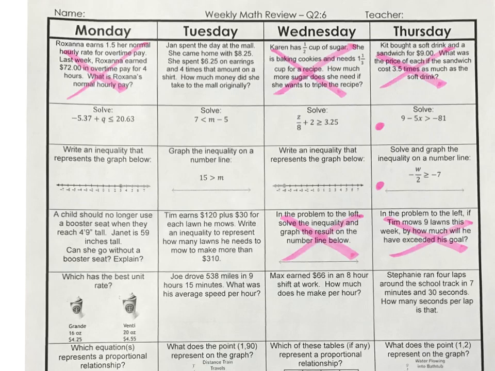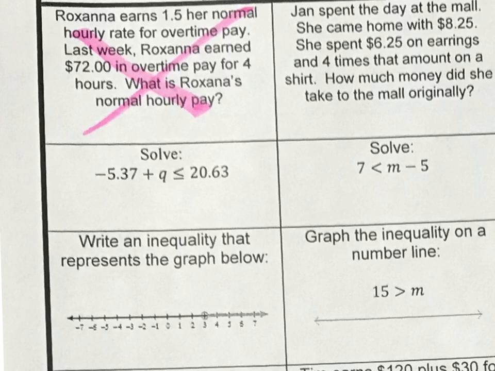All right, on the first one, let's start on Monday. Right here, what is it asking us to do? Which means what? Work out. How do you do it, though? Get the Q by itself, which means we've got to move what? The negative 5.37. When we pick it up and move it to the other side, what happens to it? It changes to a positive.